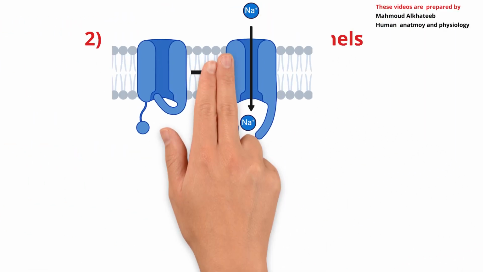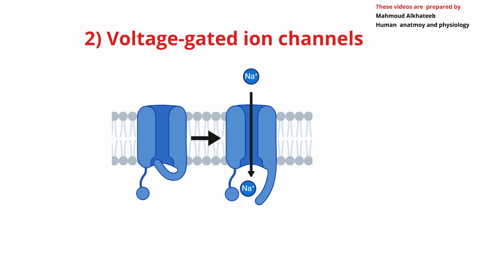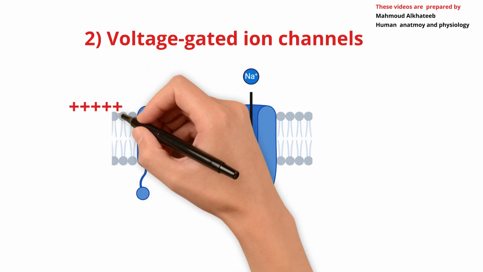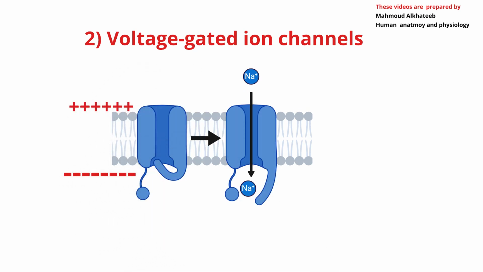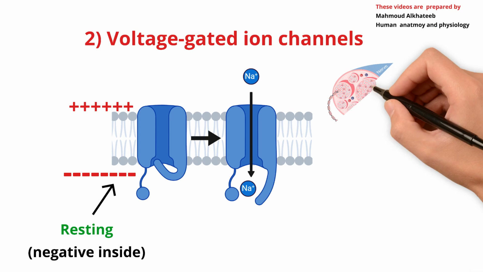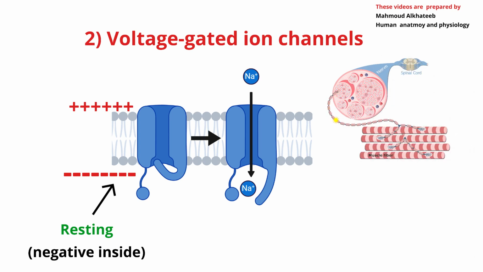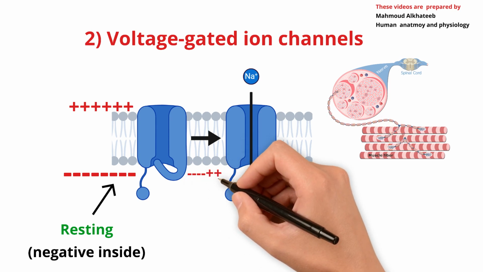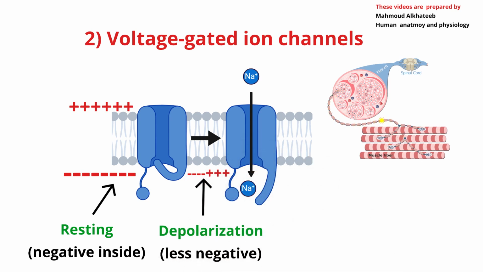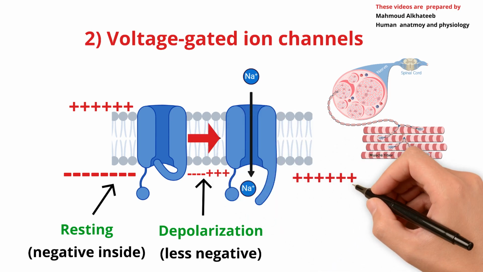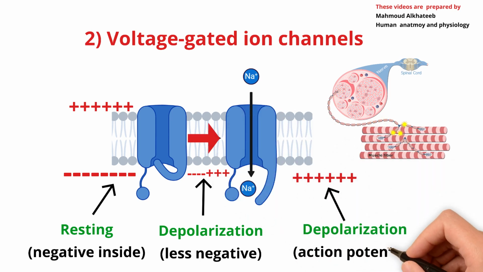Next, we have voltage-gated ion channels. These channels open or close in response to changes in the membrane potential, or the voltage across the cell membrane. Voltage-gated ion channels are especially common in excitable cells like muscles and nerves. A great example is the sodium and potassium voltage-gated channels. When the cell membrane depolarizes and becomes less negative, channels open, allowing sodium ions to flow in, which rapidly triggers an action potential.